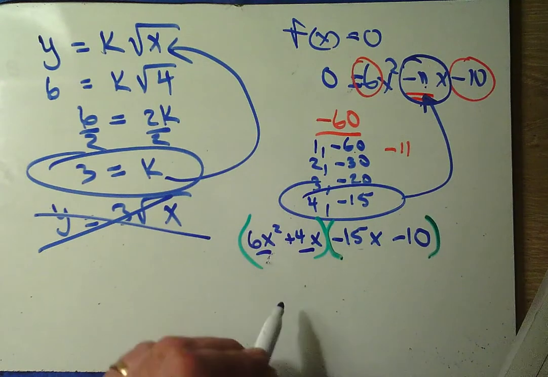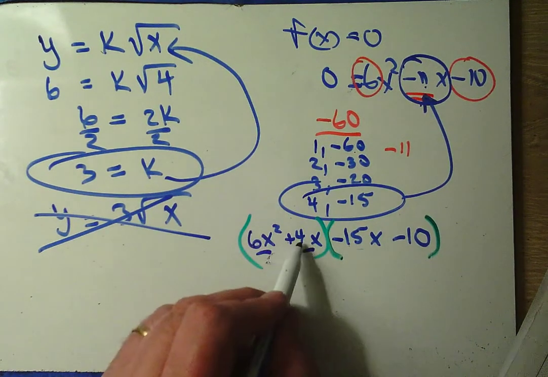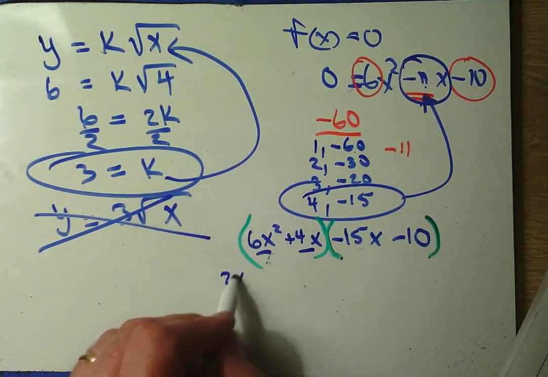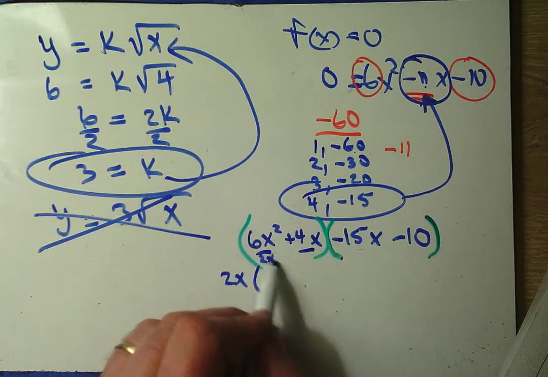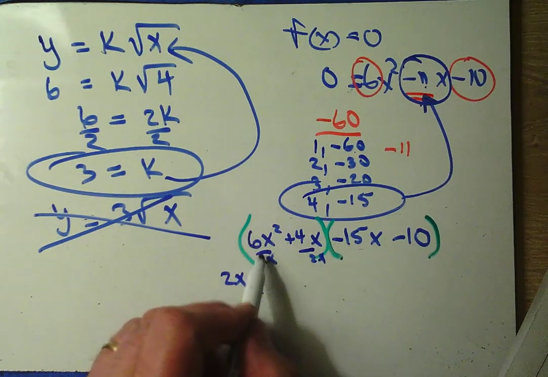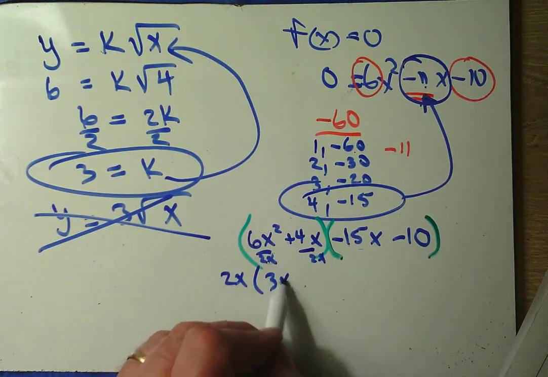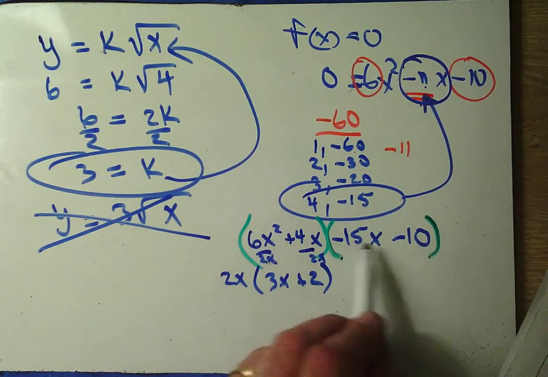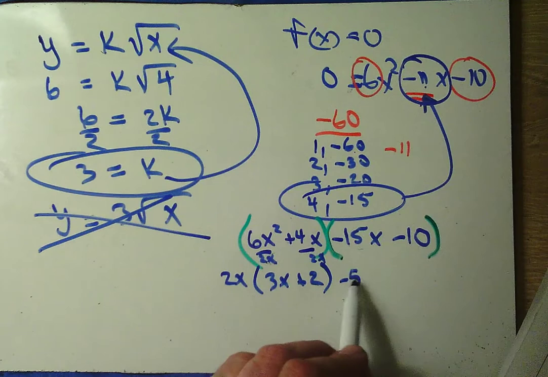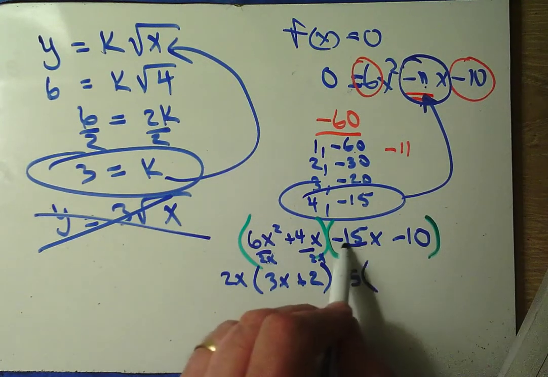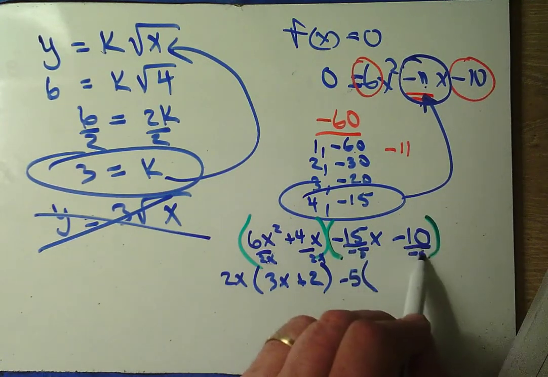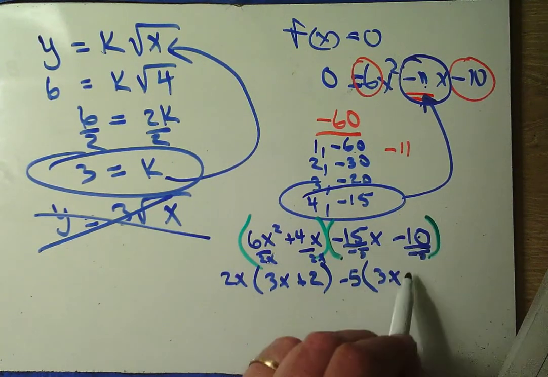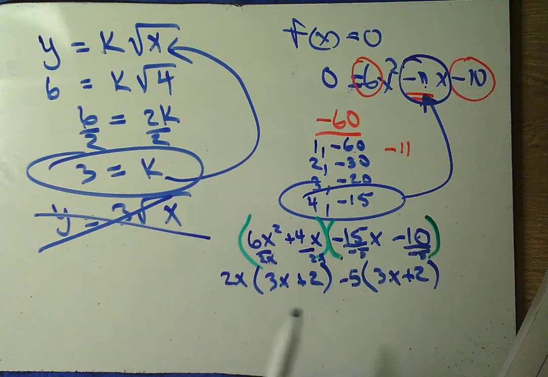What's our GCF that we can factor from the first pair? We can take a 2 out of each of these. We can also take an x out of each of these. What's going to be left when I divide each of these by 2x? Well, here I'm going to have a 3x, and here I'm going to have just a 2. What can I factor out of each of these? I see I can take a negative 5 out. And when I divide each of these by negative 5, I'm going to have 3x, and negative 10 divided by negative 5 is positive 2.